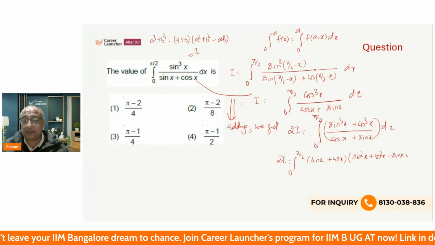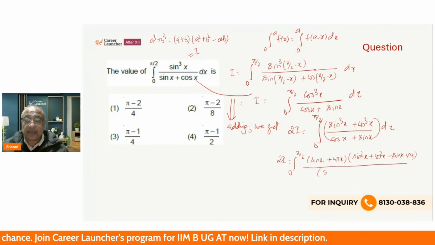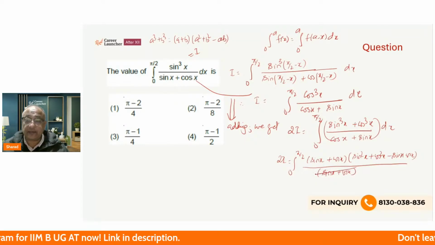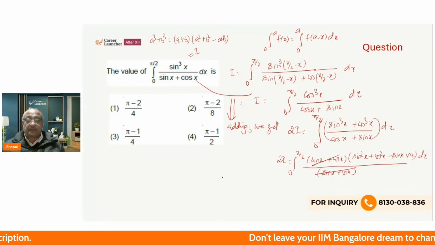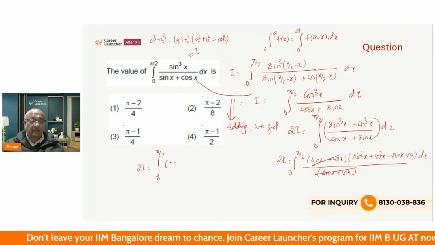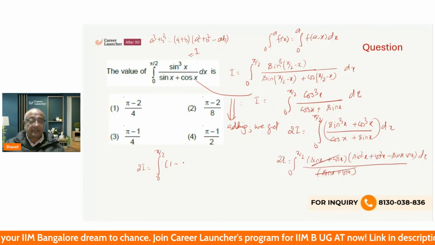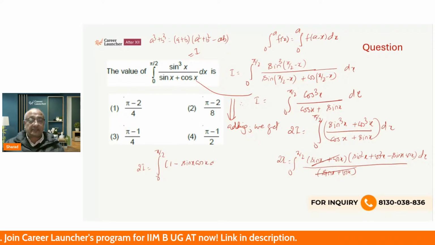upon sin x plus cos x. This is so simple, no? That cancels, which is very good. And one more thing: sin square x plus cos square x is equal to 1. Everybody knows this, come on. So this is 1. That is easy. This is minus sin x cos x dx.